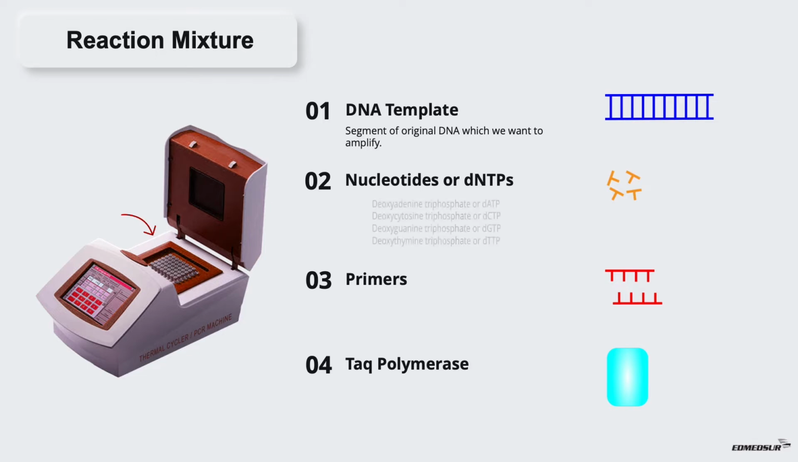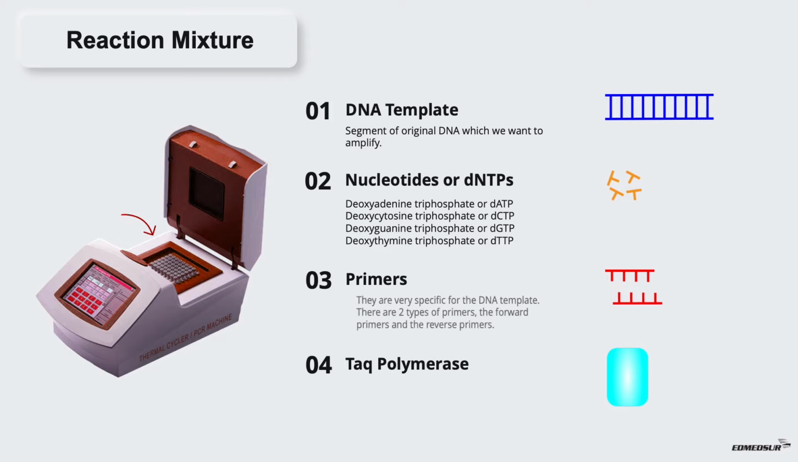They include deoxyadenine triphosphate, deoxycytosine triphosphate, deoxyguanine triphosphate, and deoxythymine triphosphate. Primers are short sequences of nucleotides that help to select the exact portion of DNA that is to be amplified. They are very specific for the DNA template. There are 2 types of primers, the forward primers and the reverse primers.